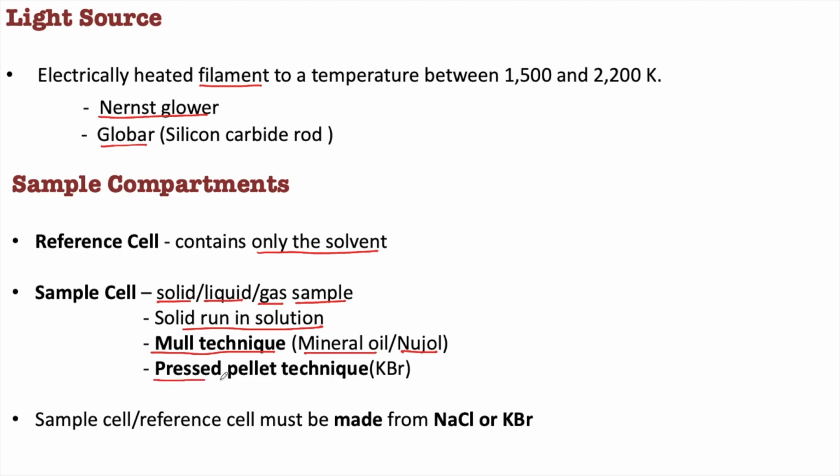Next, we have the pressed pellet technique. Here again, the sample is converted into a fine powder and then it is mixed with 100 times its weight of potassium bromide. And under a very high pressure, a pellet is formed, which is again then placed in the spectrometer and the spectrum is run.